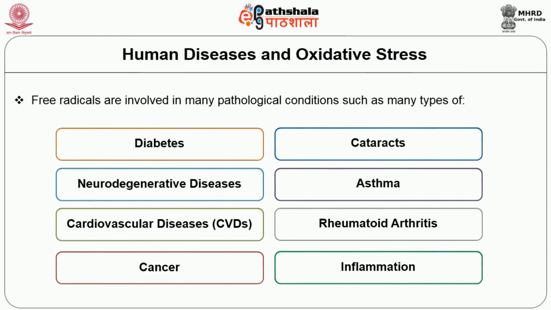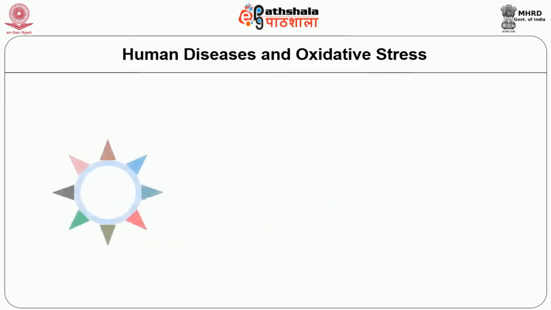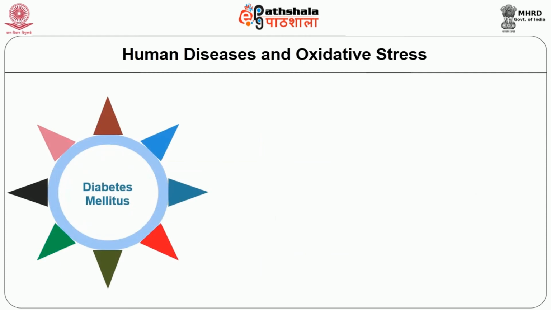Human diseases and oxidative stress. Free radicals are involved in many pathological conditions such as diabetes, neurodegenerative diseases, cardiovascular diseases, cancer, cataracts, asthma and rheumatoid arthritis inflammation. The first one we are going to see is diabetes mellitus.